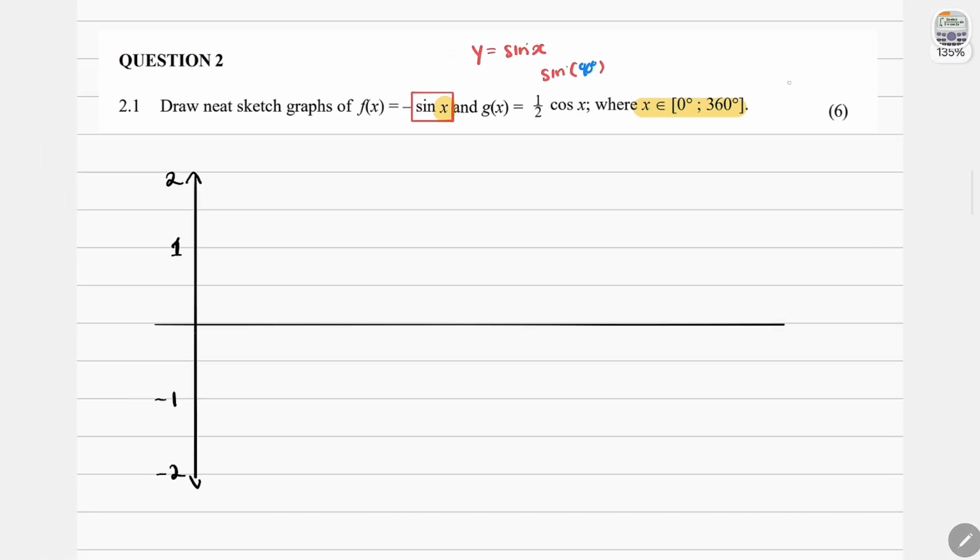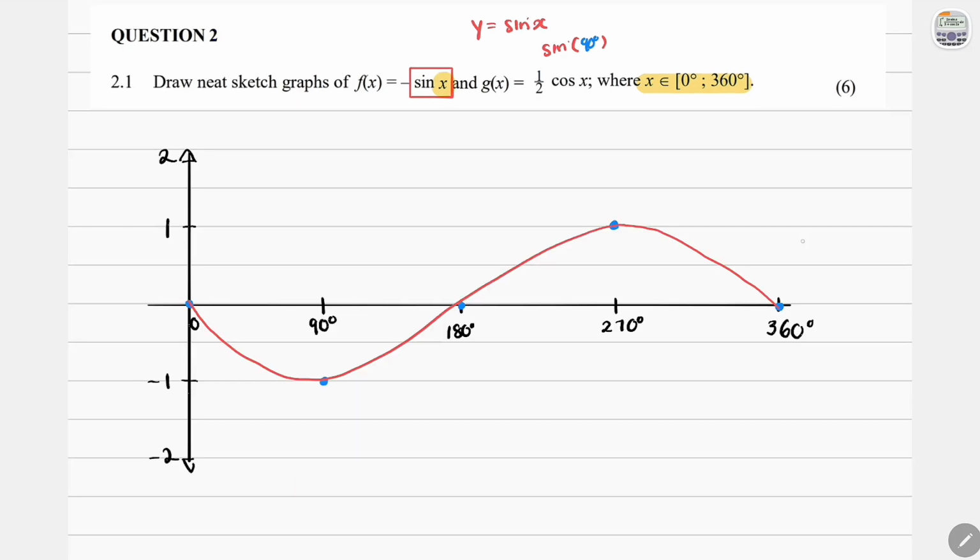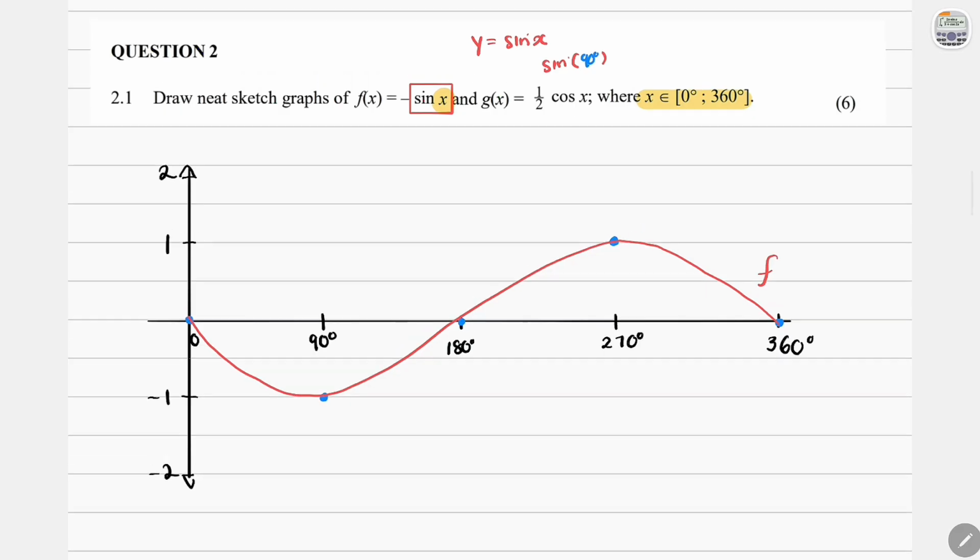Now we can simply draw it down. Okay, so I'm just going to replicate what I drew there, here, so you can see your graph. Okay, so there's our sine graph. I'll just leave that in red, and then we can just go ahead and call it F. Okay, and now the cos graph.